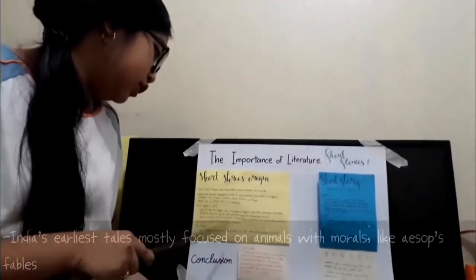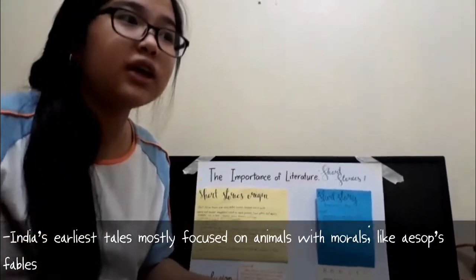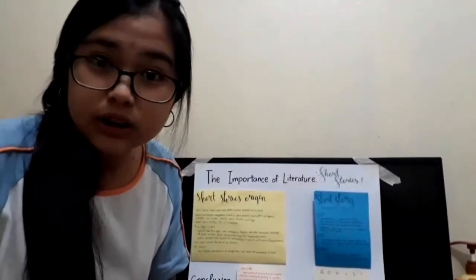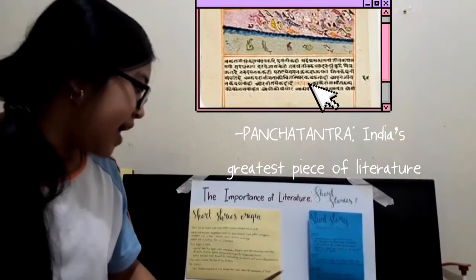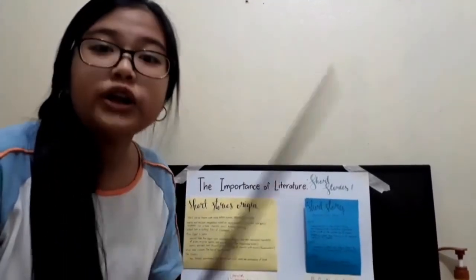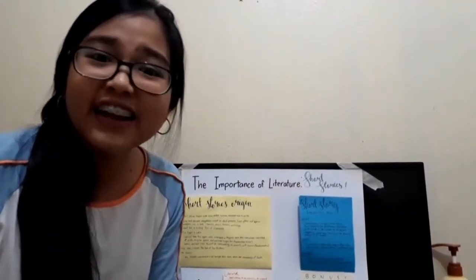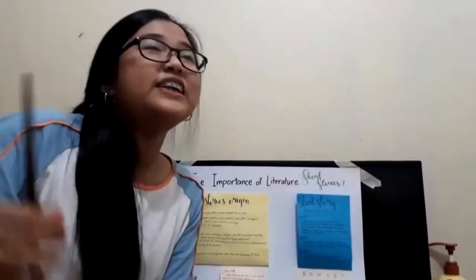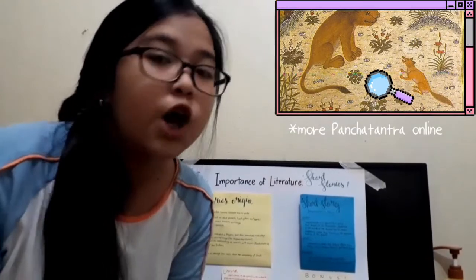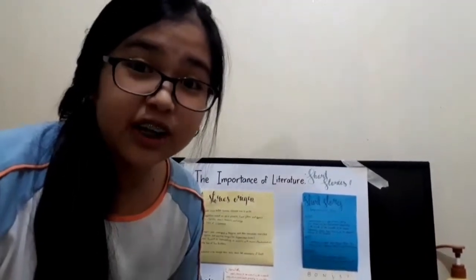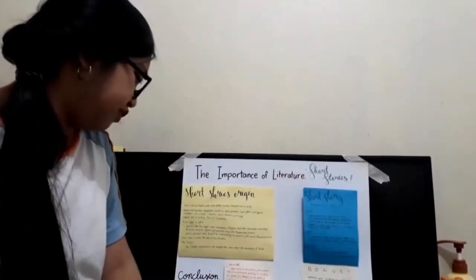Anyways, India's earliest tales focus on surrounding its morals on animals, maybe like Aesop's fables. And their oldest tale naman is Panchatantra, which is a mixture of fable and tale, which is a fable where a crab outsmarts a bird. You can read it online actually for free. That's the best part of short stories. You can read it online for free.